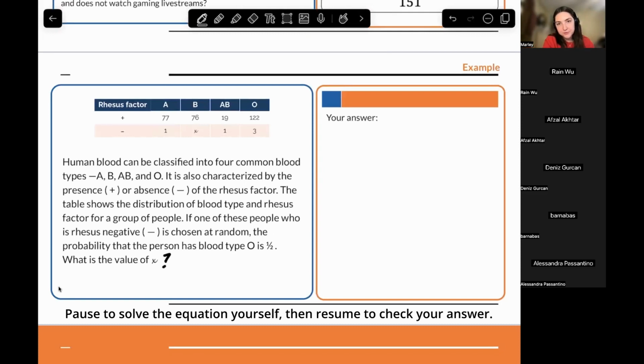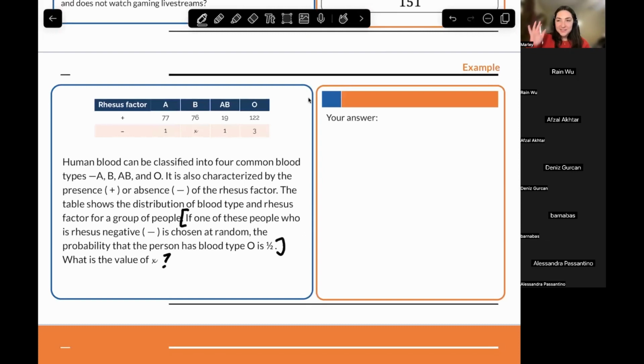What is anyone thinking of the first step for this? What about if we use this sentence right here? Can I say? Yep. Anybody could say it anytime. So yes. It says that the probability, if the people chosen have are negative, and it's asking if only in the negative group that the probability of a person that has type O is 1/2. I think it's saying so.